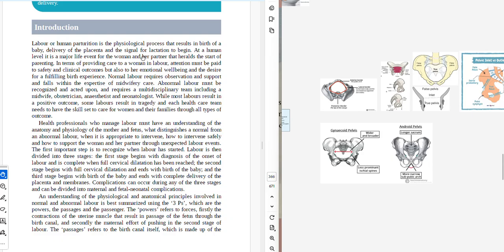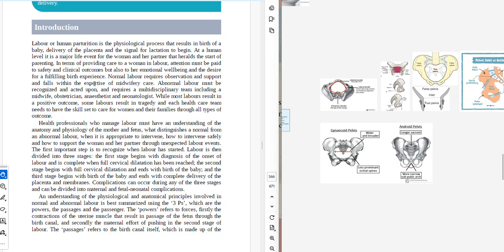the placenta, and the signal for lactation to begin. At a human level, it is a major life event for the woman and her partner that heralds the start of parenting. In terms of providing care to a woman in labor, attention must be paid to safety and clinical outcomes, but also to her emotional well-being and desire for a fulfilling birth experience.